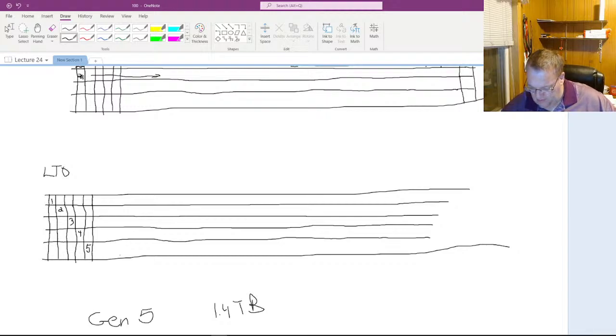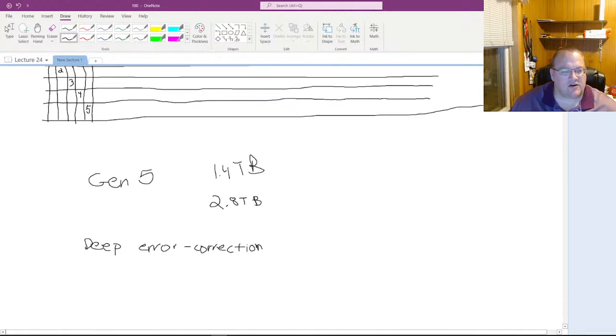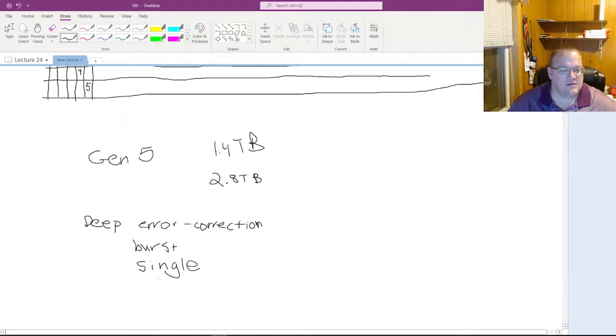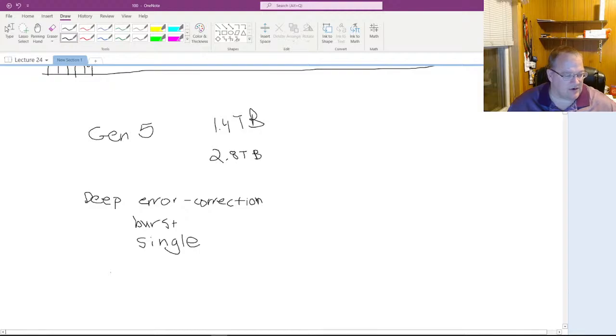Okay. So deep error correction means that you can correct burst errors and single errors. Both of those errors can be corrected automatically. We don't need human intervention at all. It can just rebuild it.